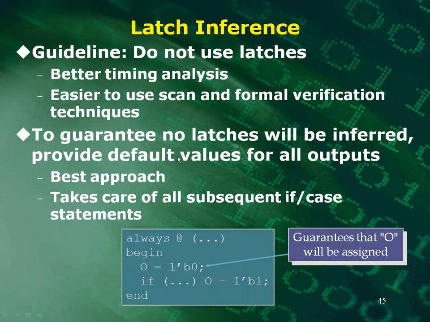Okay, so the guideline is don't use latches. You're going to get good timing analysis if you don't use them. Otherwise, you're going to have problems. And it's also easier to use scan and formal verification techniques. To guarantee no latches will be inferred, provide default values for all outputs. Okay, so this would be the best approach. Remember, I could say here output equals 1'b0. So this at least guarantees that output is going to get assigned some value, and then I might have my other if statements. So that's one way to get around that problem.